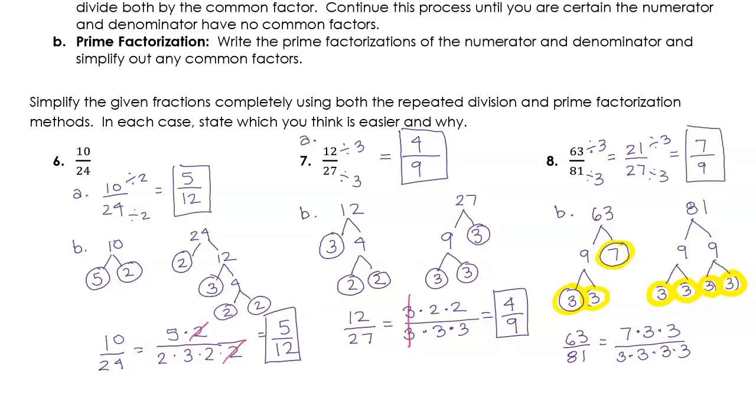Now I want to divide out the common factors. Well, we have a 3 in the numerator and a 3 in the denominator. And then we have another 3 in the numerator and another 3 in the denominator. Now we no longer have any common factors in the numerator and the denominator, so I'm left with 7 in the numerator and then 3 times 3 in the denominator, which is 9. And that is 2 methods for simplifying fractions.